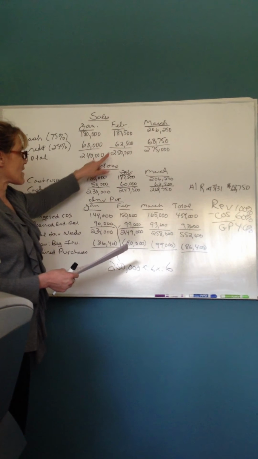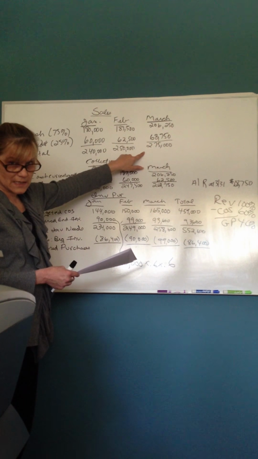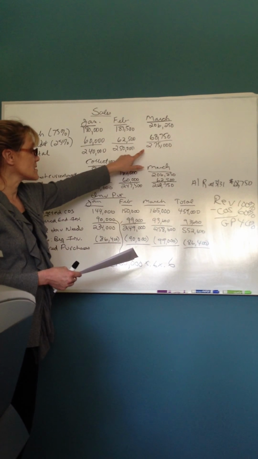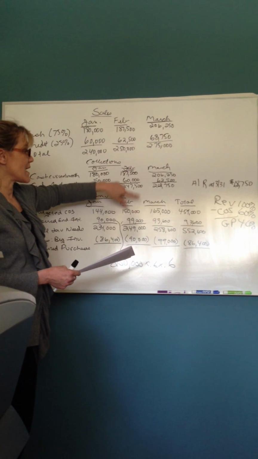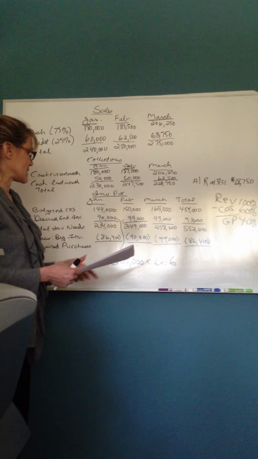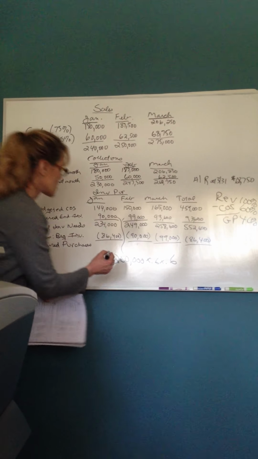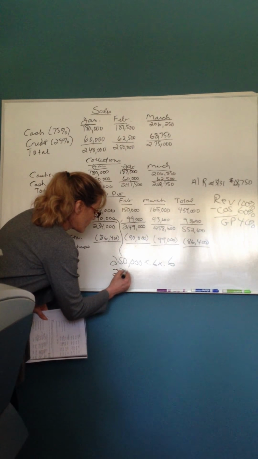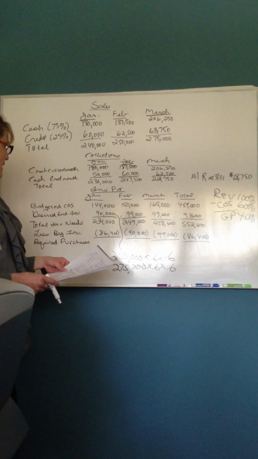Our ending inventory that we want is going to be our March sales, 275,000 times 60%. That's our cost of sales. We want to have 60% of that on hand, so we multiply that by 60%. So if you took 275 times 60% times 60%, you would get 99,000. Add the two together, you get 249,000.